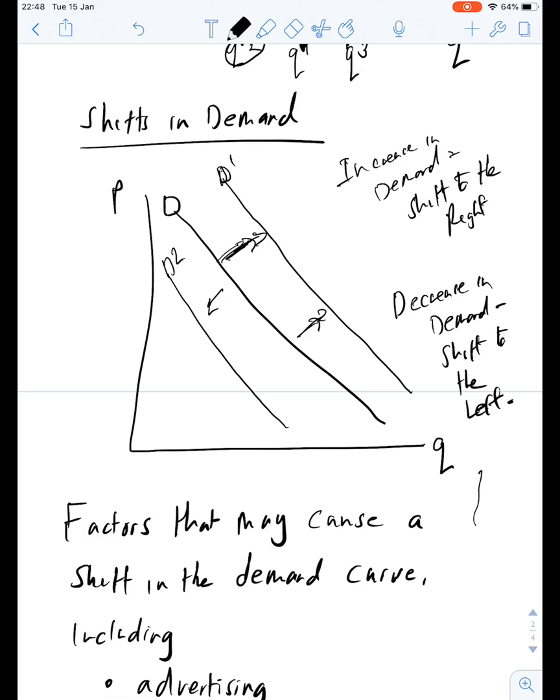If loads of people were to leave the country and live in another country instead, then the population would decrease, and therefore demand for the products will also decrease.